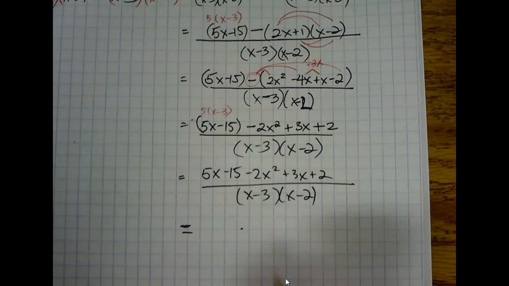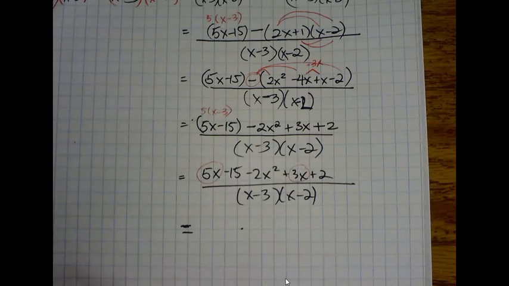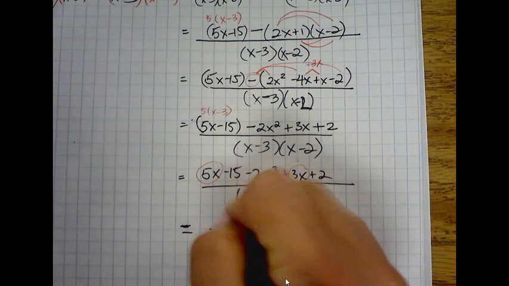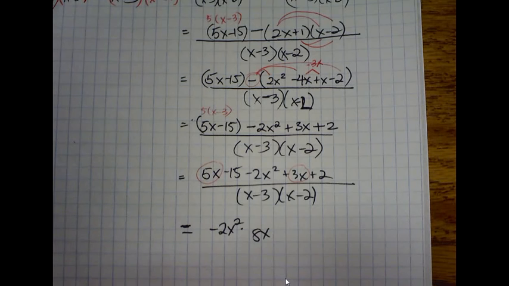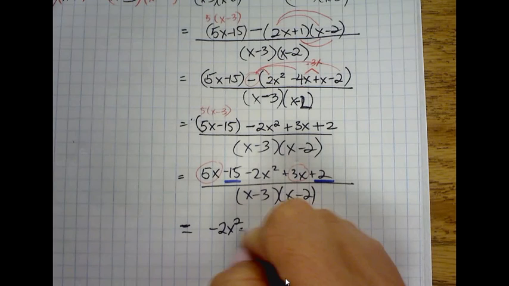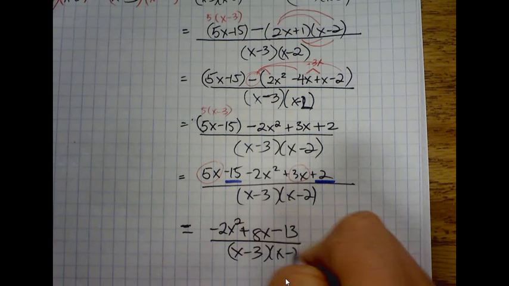Okay, so now let's simplify. What like terms do we have? We have 5x and 3x. What's 5x plus 3x? 8x. And then we have the negative 2x squared. And then here's another like term, negative 15 and positive 2, which is? All over x minus 3, x minus 2. Okay? Am I done?